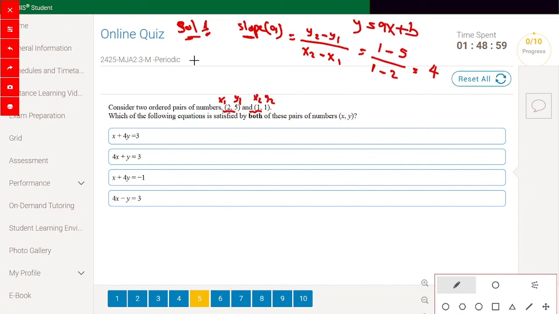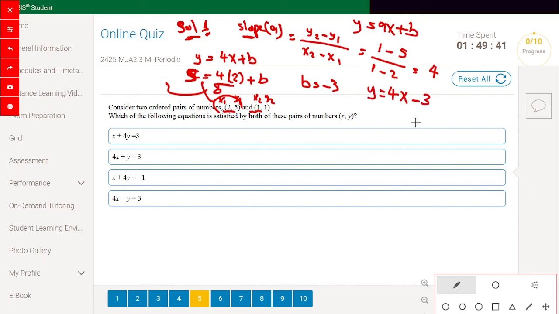Okay, so the equation would be y equal to 4x plus b. And let's take one of these points and substitute here. So let's take this one, for example. 5 equal to 4 multiply 2 plus b. So this one would be 8. We'll go to the other side, so minus 8 plus 5. So b will be equal to minus 3. So the equation will be y equal to 4x minus 3.